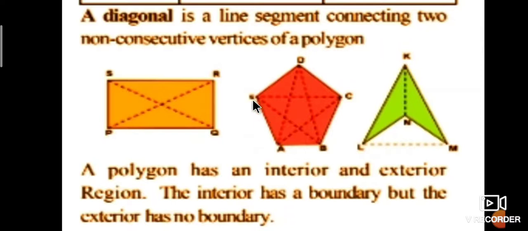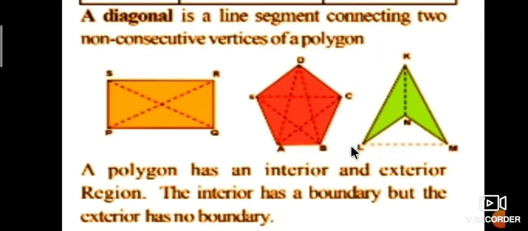Okay, the joining of non-consecutive vertices is called a diagonal. Therefore, AC is one diagonal, AD is one diagonal. Similarly, BE is one diagonal, BD is one diagonal, and CE is one diagonal. Like that. Observe this figure.